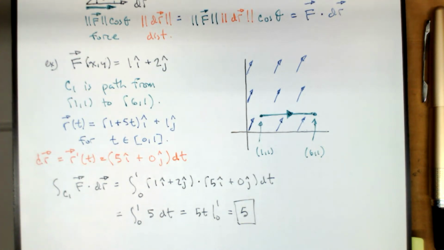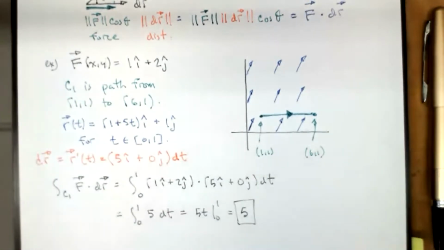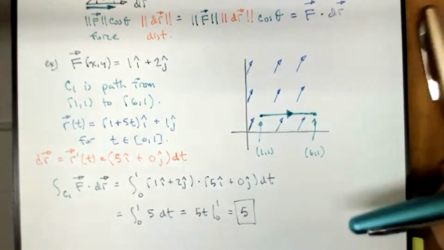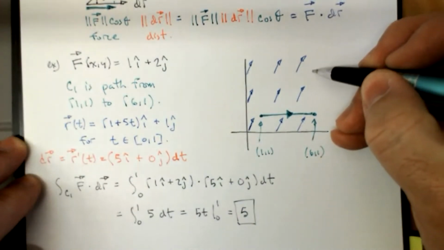If we think about force times distance, we look at the force in the horizontal direction. The force is a constant 1, and I'm going purely horizontal, so it makes sense that I got away with just multiplying the distance by the force. So let's suppose that I defined a new path, and let's just predict what would happen.